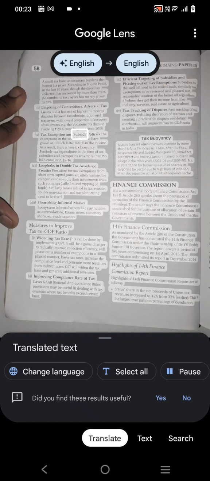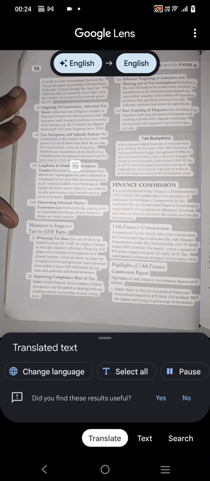Tax exemption and subsidy policies. The exemptions in taxable income have grown at a much faster rate than the income. As a result, there is less tax buoyancy. Similarly, tax expenditure in the form of tax subsidies and exemptions was more than 76 lakh crore in 2015-16.